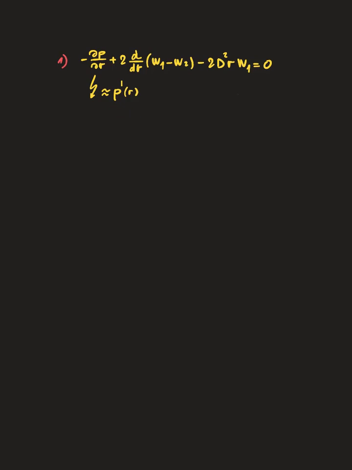So in other words, if we bring it on the other side, we can rewrite this as the derivative of P of R with respect to R. This is equal to, well, I just have to bring it on the other side, so this becomes 2 times the derivative relative to R of W1 minus W2 minus 2d squared R W1. Don't forget, once again, as a remark, as I said in the previous slide, that all these are functions of R, okay? Well, at this point, I need to compute P.